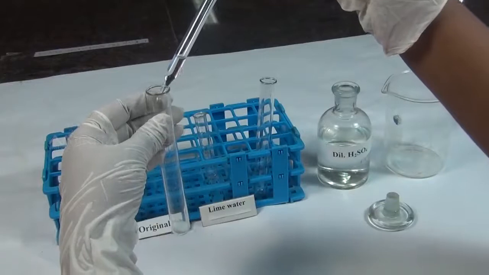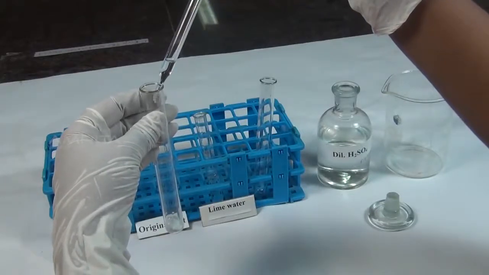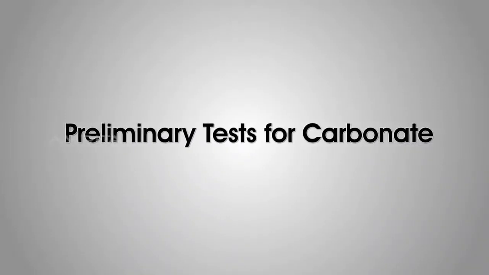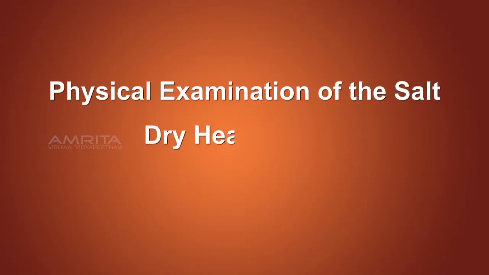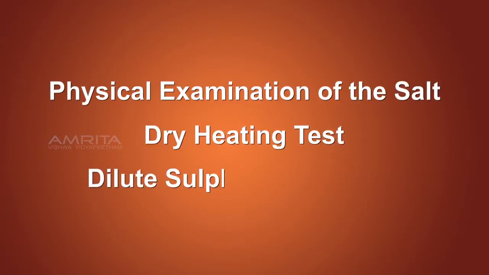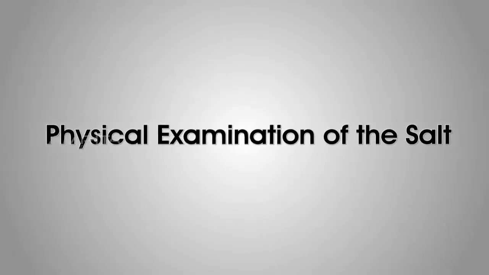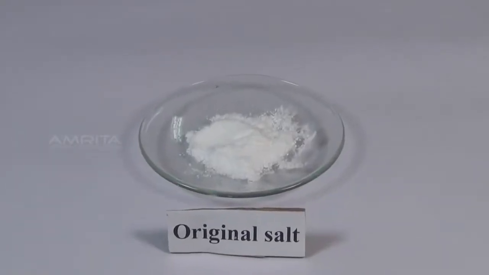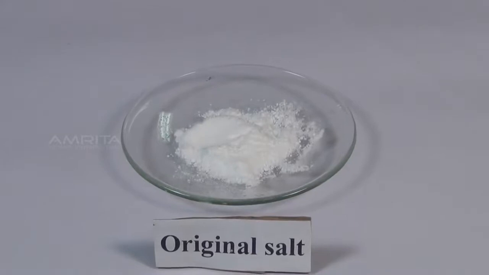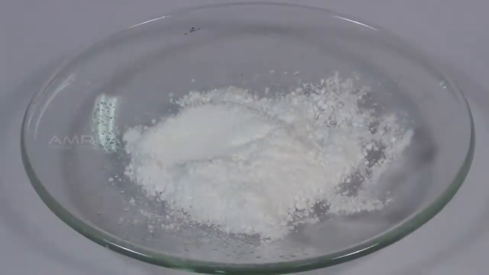Our aim here is to test for the presence of carbonate ion in a given salt. Let's look at the preliminary tests for carbonate. Preliminary tests are physical examination of the salt, dry heating test, dilute sulfuric acid test. Physical examination of the salt. Observe the salt taken in the watch glass. It appears as a lightly fluffy powder which indicates the presence of carbonate.